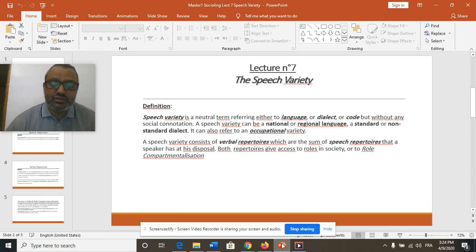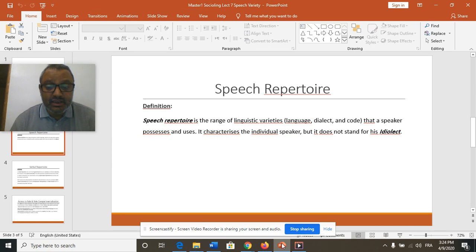In this lecture, we have to talk also about what is meant by verbal repertoire and what is meant by speech repertoire. Let's start with speech repertoire. Speech repertoire is what the individual speaker has at his disposal, which means anything that is referred to as language or as dialect or as code, anything that he uses for everyday communication or for work, because code also refers to what we use at work.